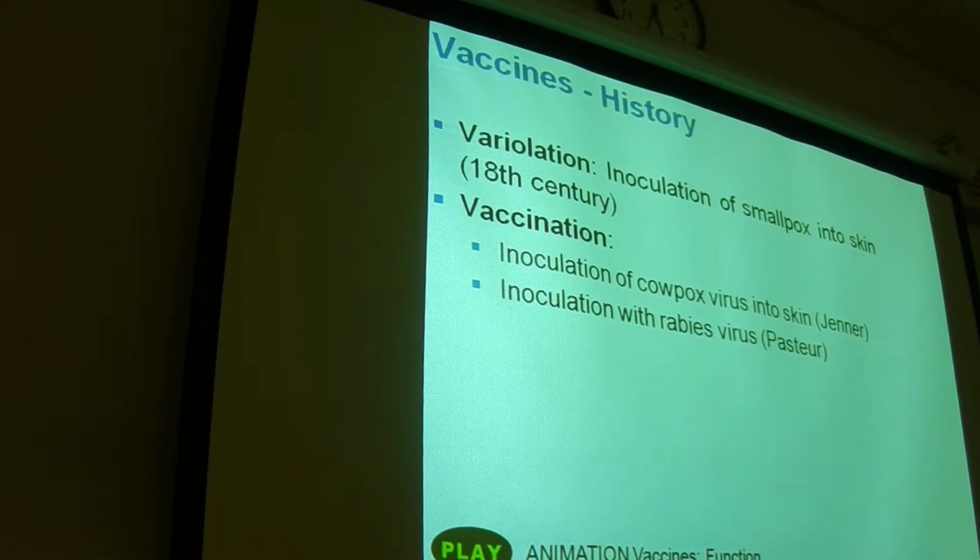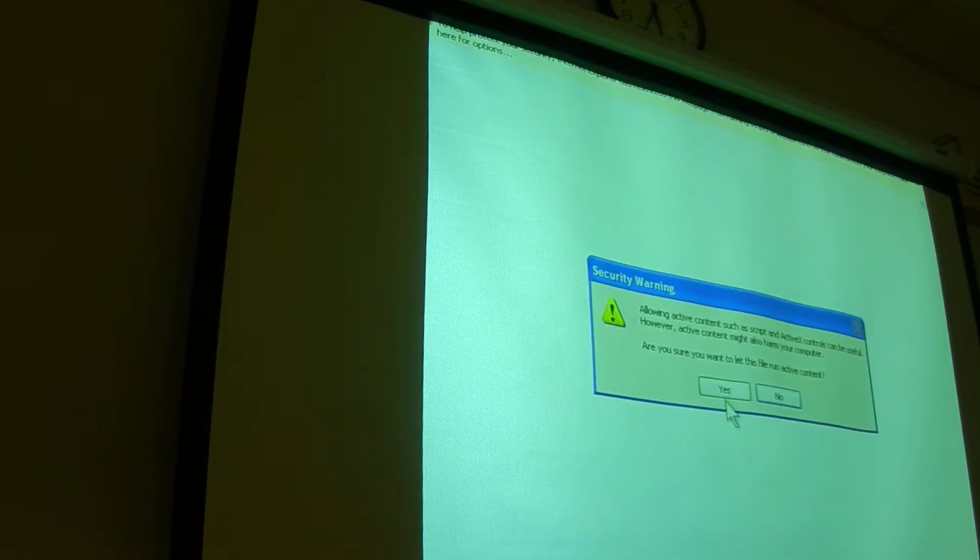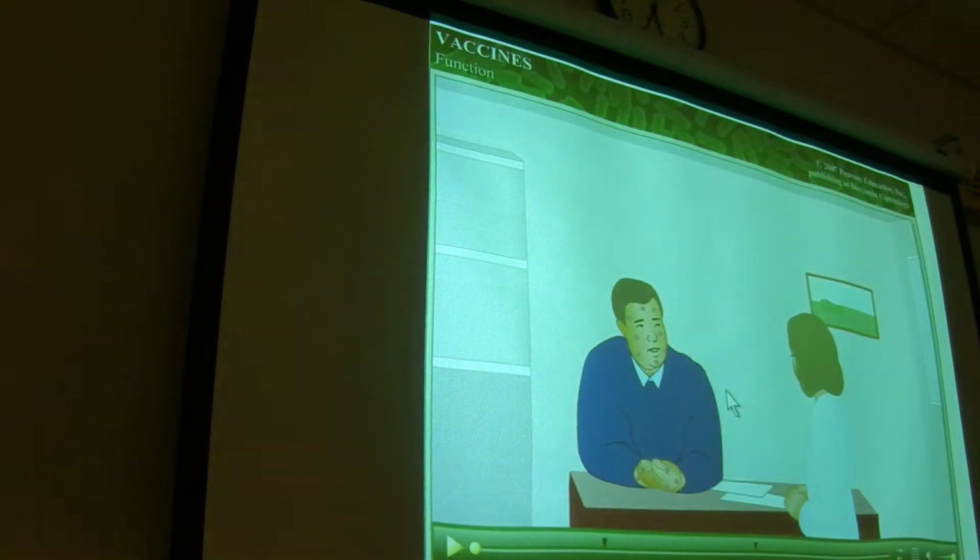That turned into what's more modern-day vaccination, which is taking some form of the microbe, not the actual living microbe itself that caused the disease, but something very similar to it or some form of it, and using that to inoculate, and then you get the benefits of being immune to that disease in the future. So here's just kind of an intro video.